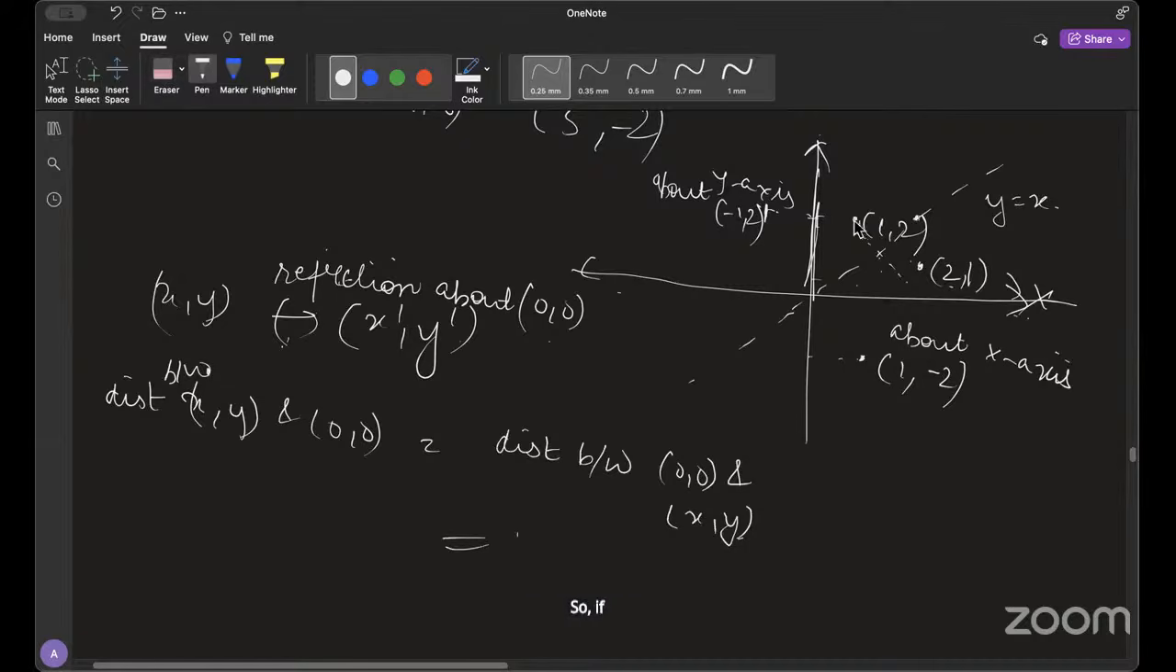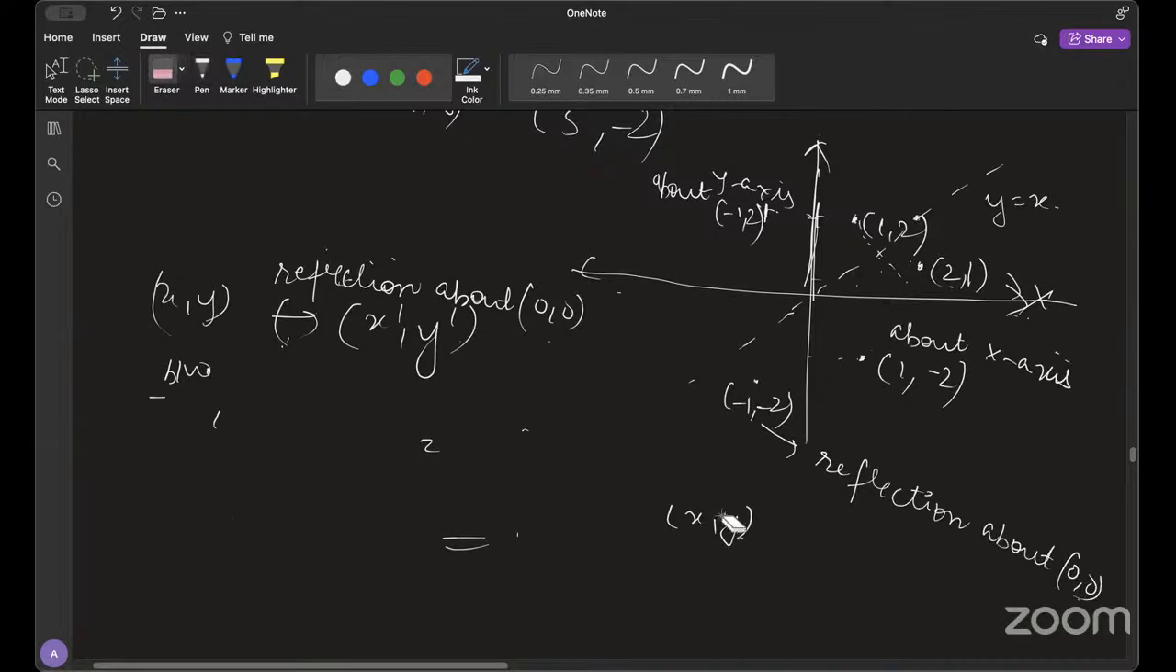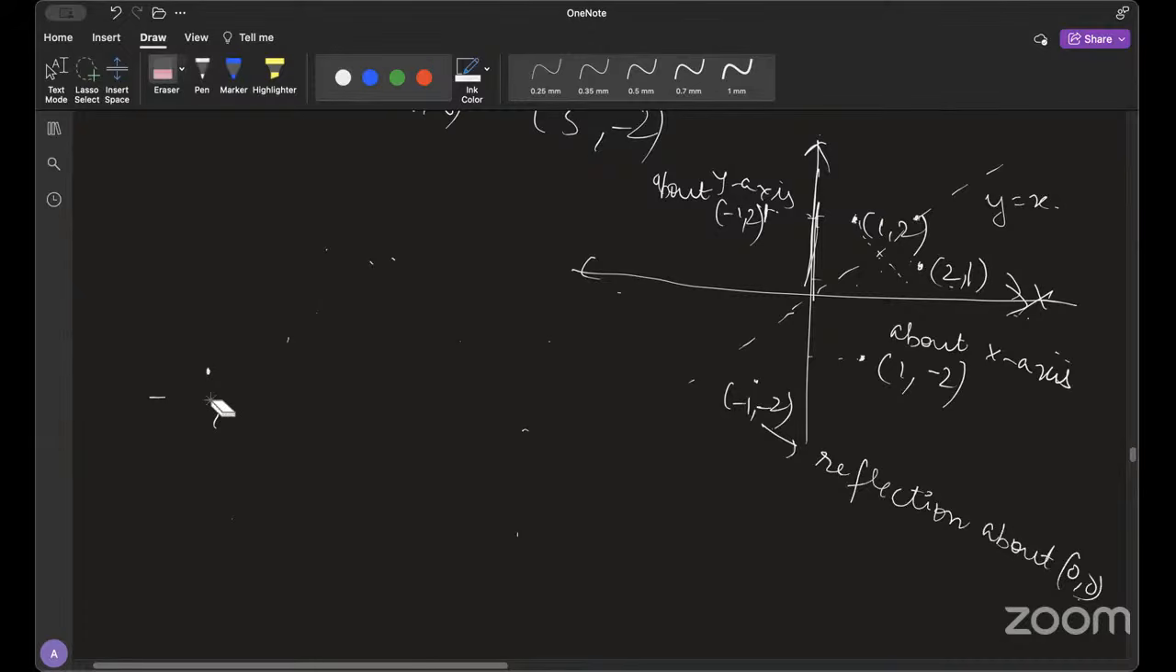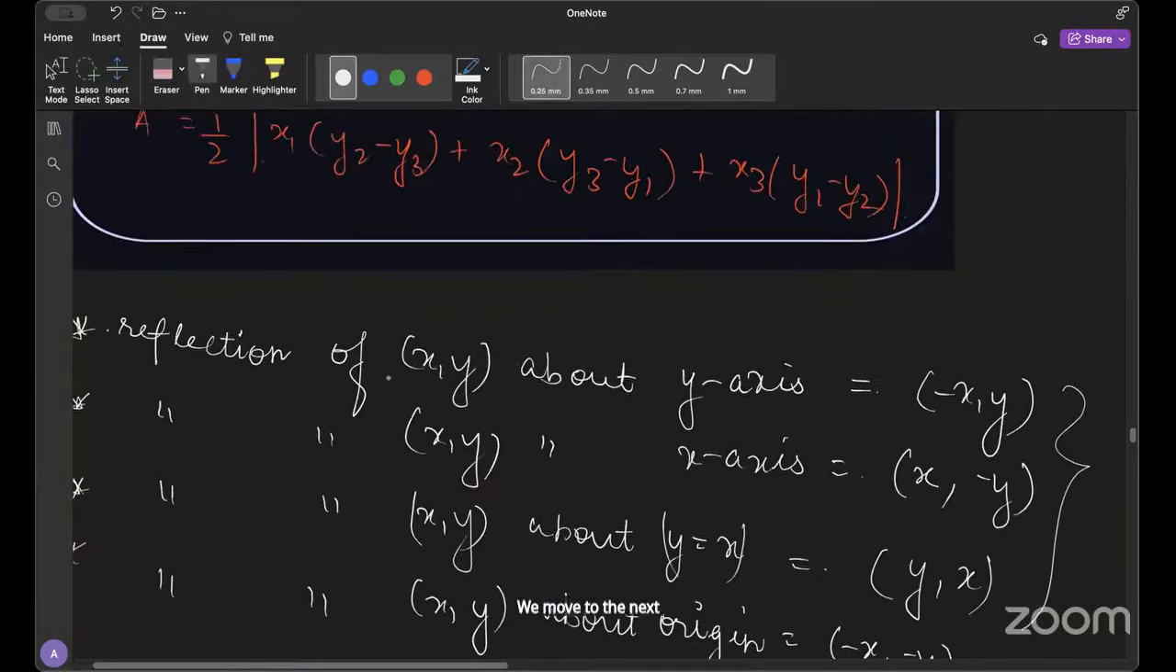So if you're taking this point about 0 0, it will be minus 1 comma minus 2. So it will be here, minus 1 comma minus 2. This is the reflection about 0 0. We'll move to the next question.